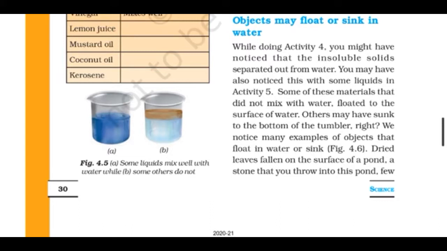The things which have more weight compared to water, that particular material may sink. Sink means it goes under; float means it is something which has lesser density compared to water.